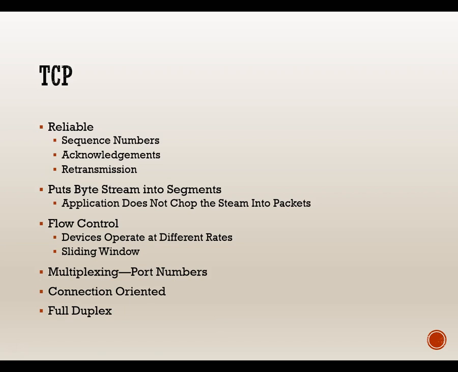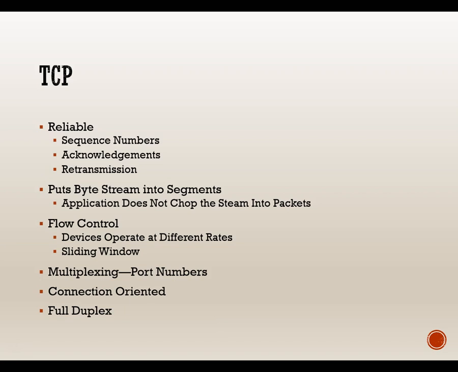Flow control. Different devices are going to operate at different rates. An older computer is not going to be able to accept data at the same rate as a brand new server that's operating at peak efficiency that we just put in, versus our laptop that we've had for 15 years. It's not going to be able to accept that data. So what we're going to do is create a sliding window.